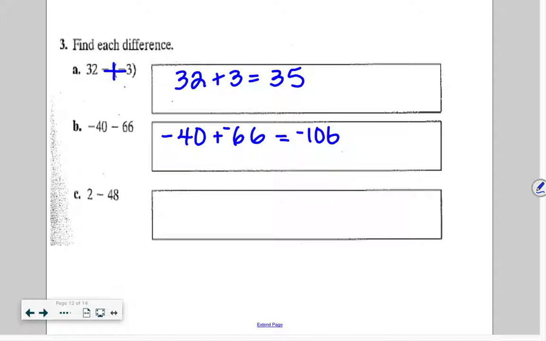2 minus 48. What should we do? Change subtraction to addition. Change the sign of the second number. One's positive, one's negative, right? So it's 48 minus 2. 46, which is bigger? 48, and it's negative, so our answer is also negative 46.